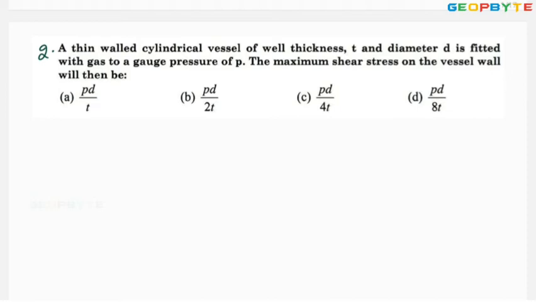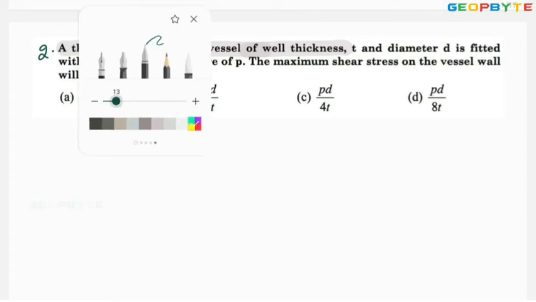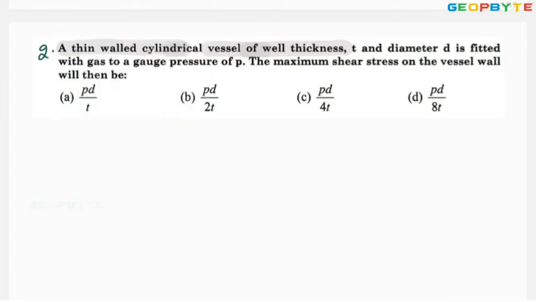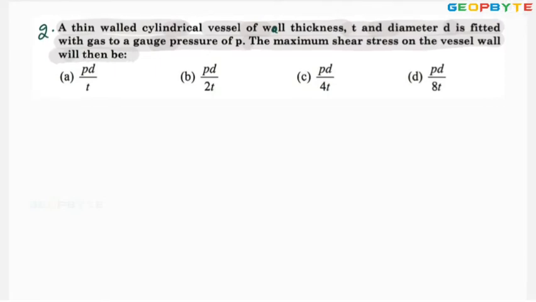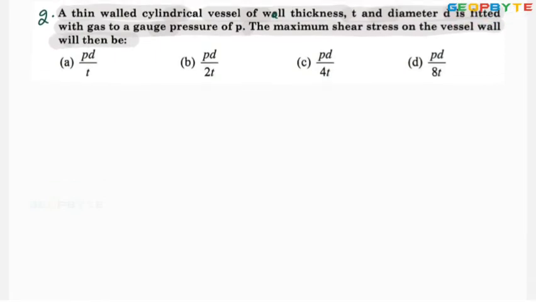Look at the second problem. A thin-walled cylindrical vessel of wall thickness. It is not well thickness, it is the wall thickness. Wall thickness T and diameter D is fitted with gas to a gauge pressure of P. The maximum shear stress of the vessel wall will be then. You are asked to find the maximum shear stress.